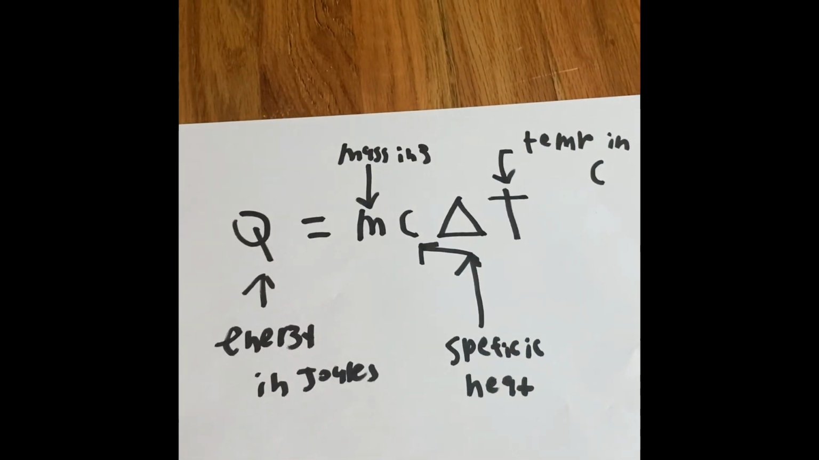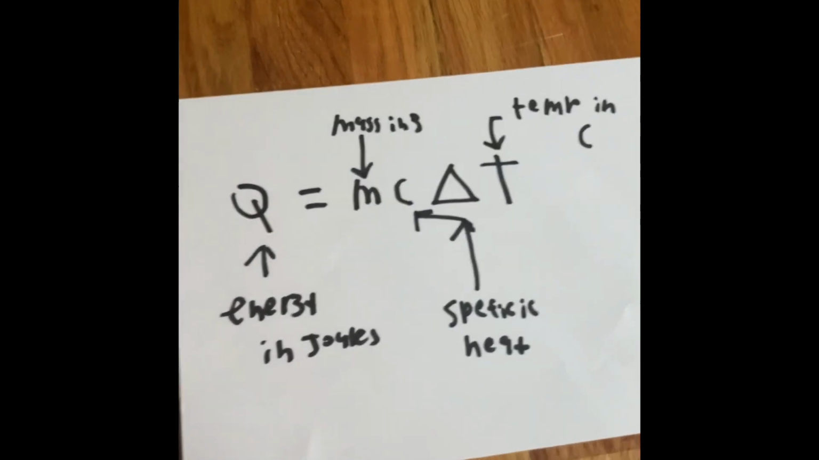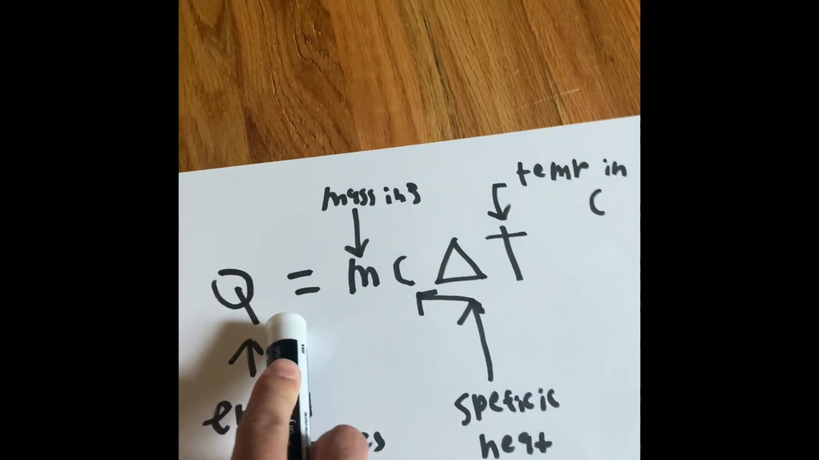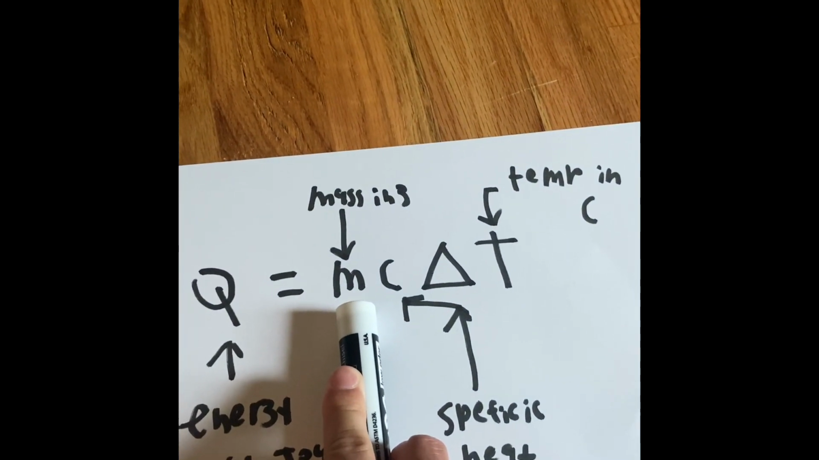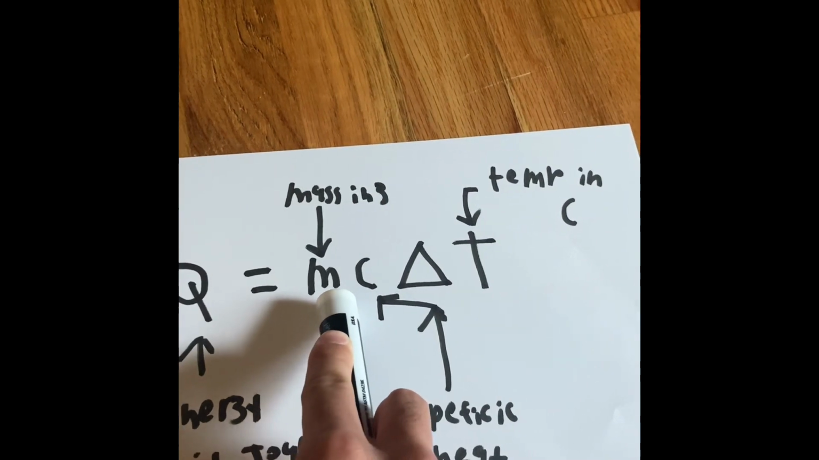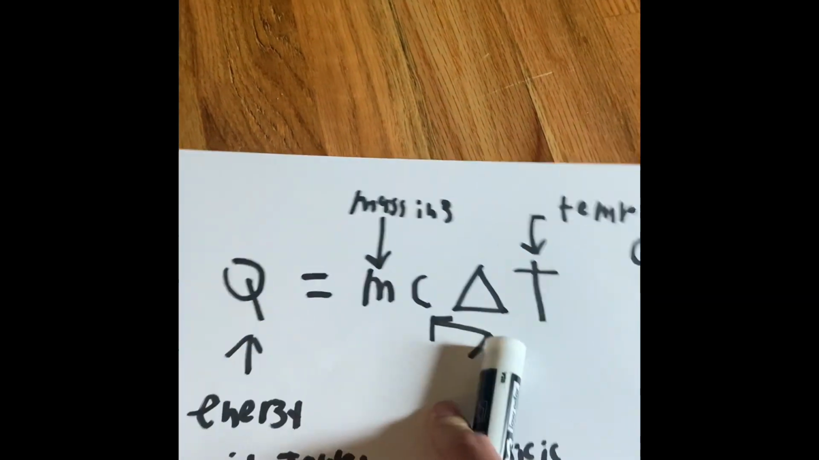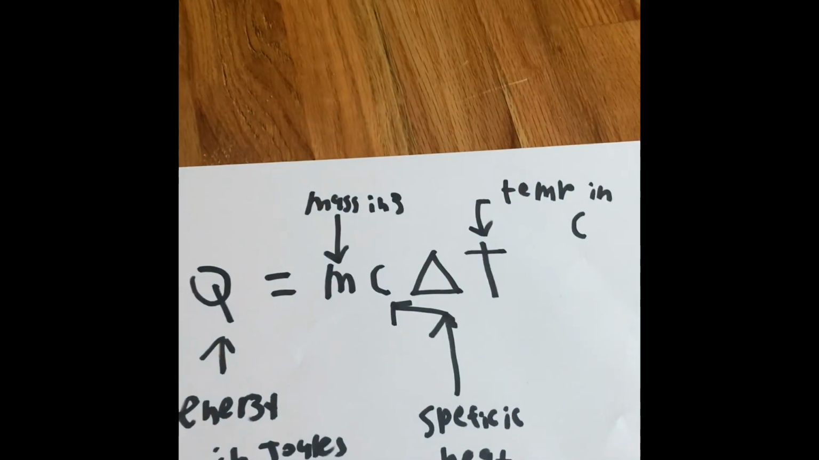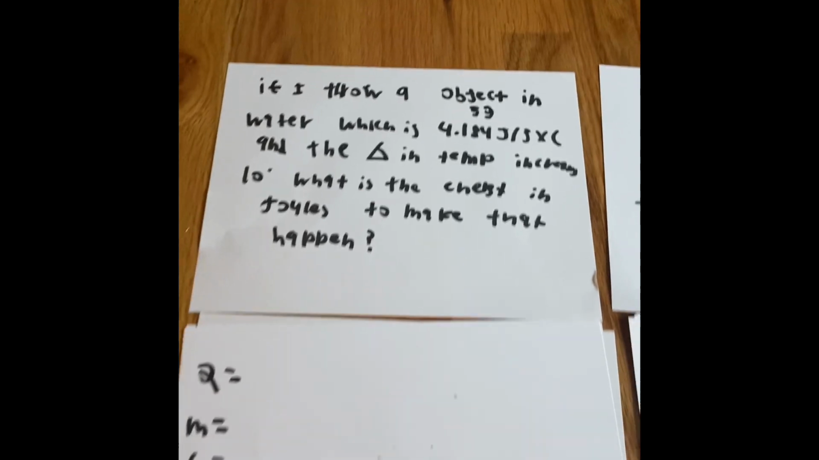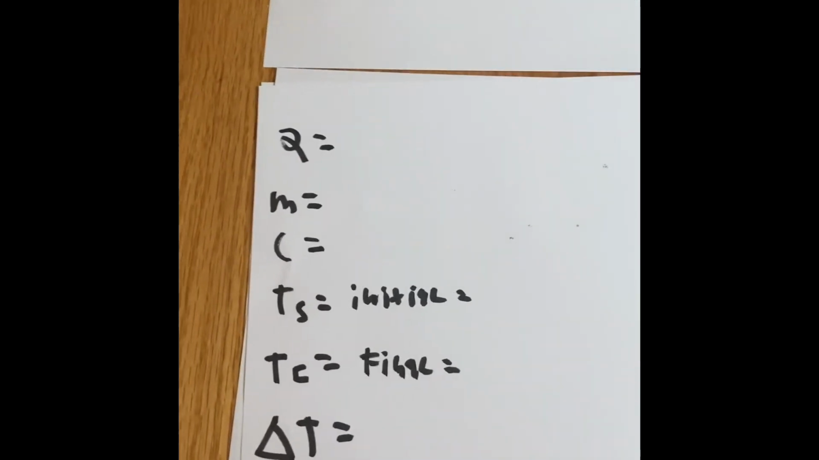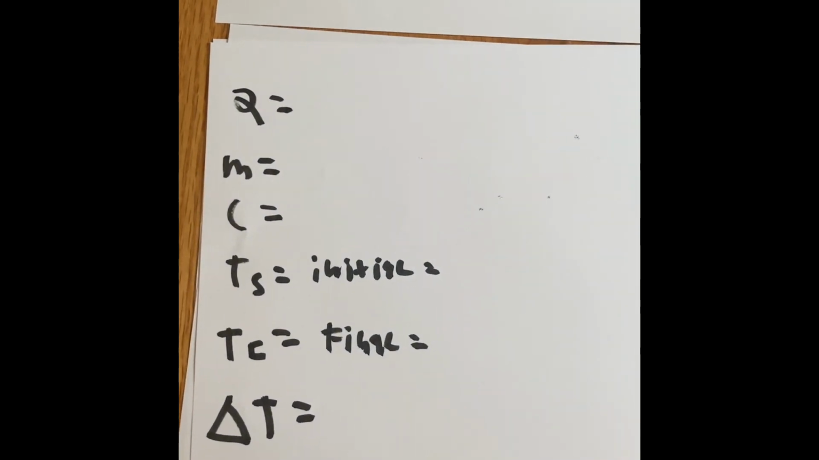To find the energy to make the water's temperature increase, you have the energy in joules, represented by the letter Q, which equals the mass in grams, that's how much the object weighs, multiplied by the specific heat, multiplied by the change in temperature. We're going to use this formula to solve it. We can put our information on a chart like this and find out what our letters are.